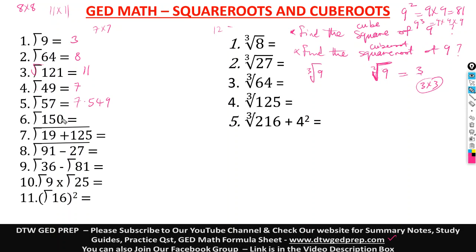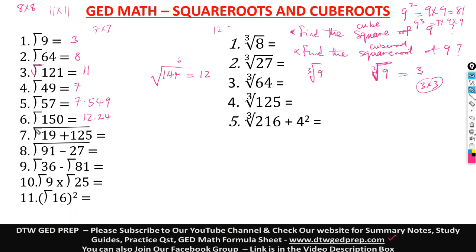Now here you have, find the square root of 150. This is not a perfect square. When you punch it in your calculator, you can say 150 is immediately after 144. You know, 144 is a perfect square; the square root of 144 is 12. So 150 is about 6 numbers after 144, which means the square root of 150 will be 12 point something. The exact figure you would get in your calculator would be 12.24 and several other numbers.